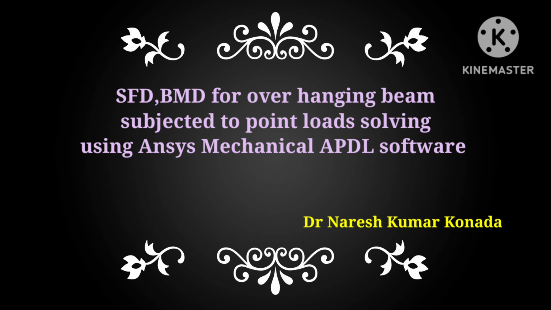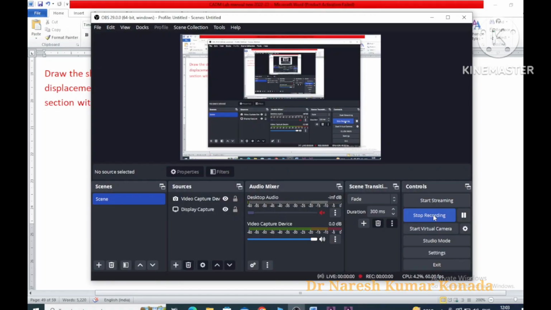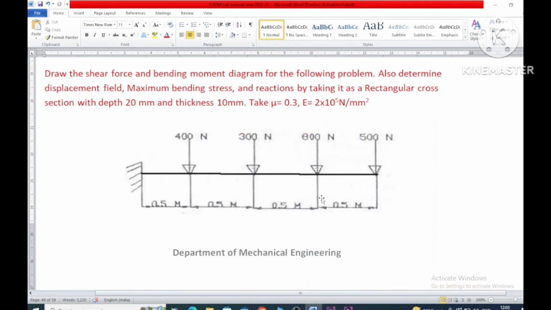This is another experiment: drawing the shear force diagram and bending moment diagram for an overhanging beam subjected to point loads. And you can see this diagram. It consists of 4 point loads acting at different positions in an overhanging beam: 400 newtons, 300 newtons, 800 newtons and 500 newtons.